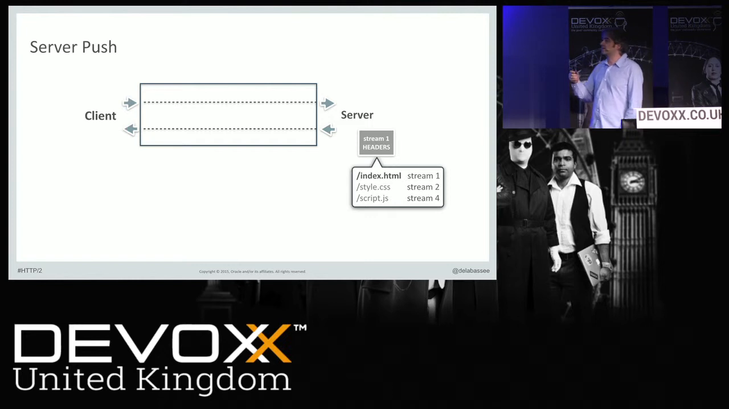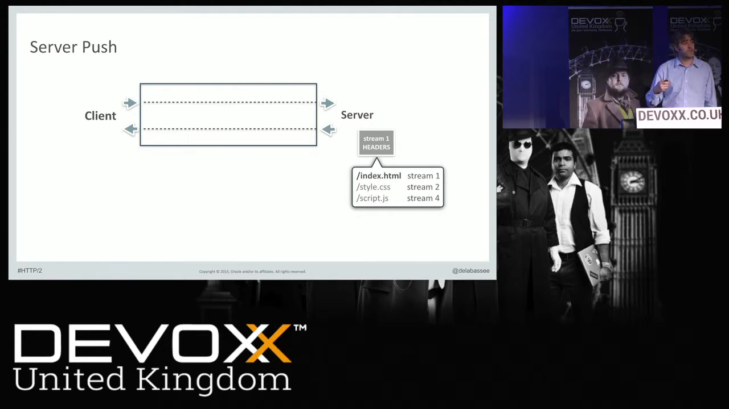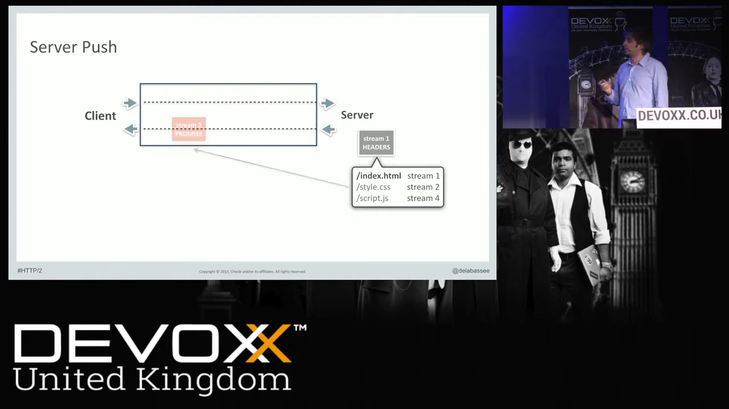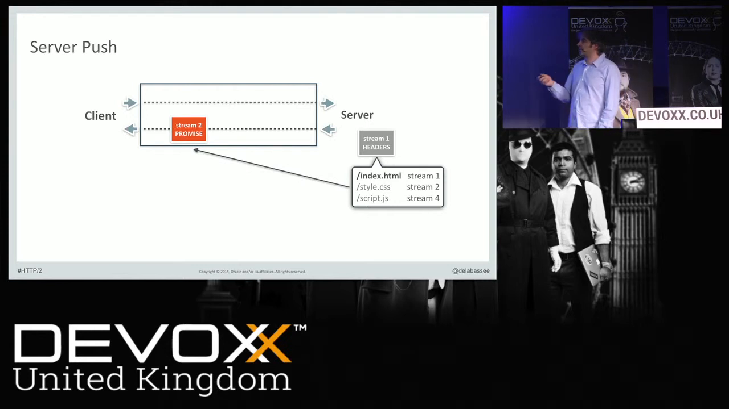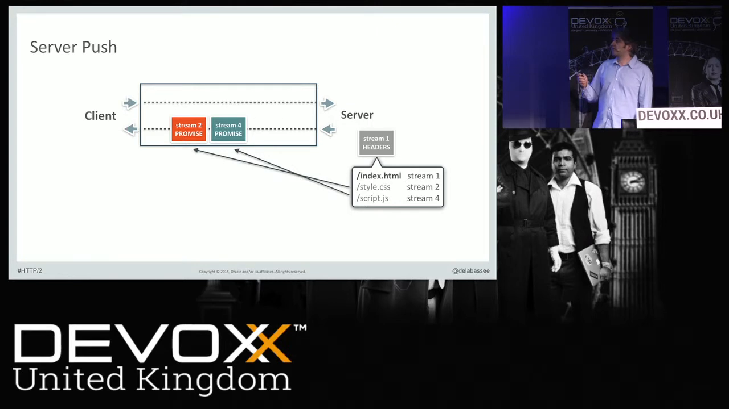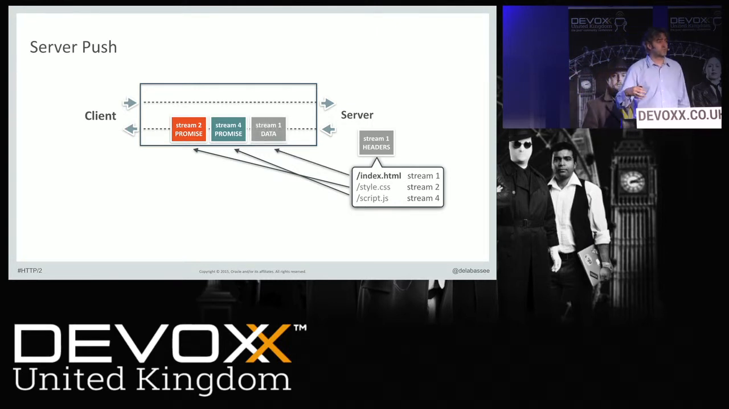So the client has no idea about those resources. So the server will send push promise frames to inform the client that it is about to push those files. So it will send a push promise frame for the style sheet, another one for the JavaScript file, and obviously at some point in time, the server will have to send the actual data which has been requested in the first place. So in this case, that would be the index.html file.